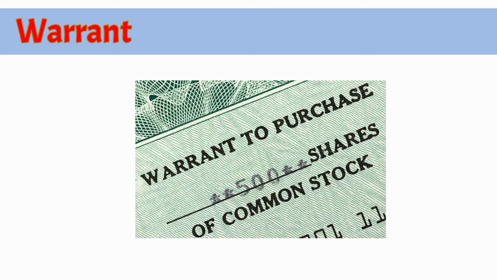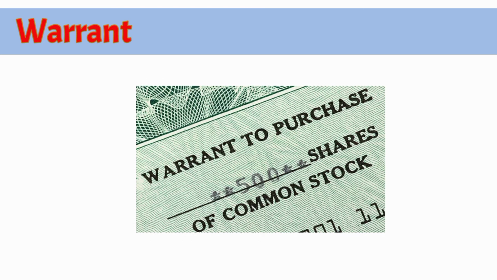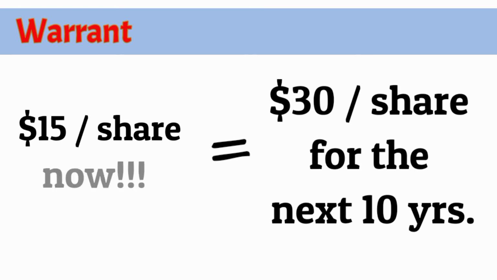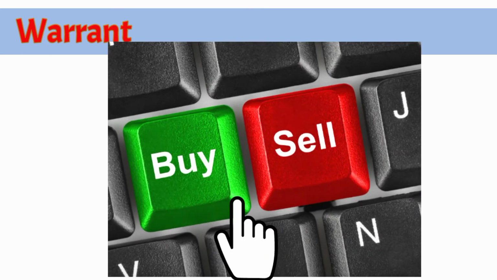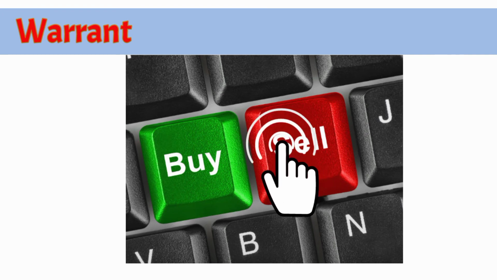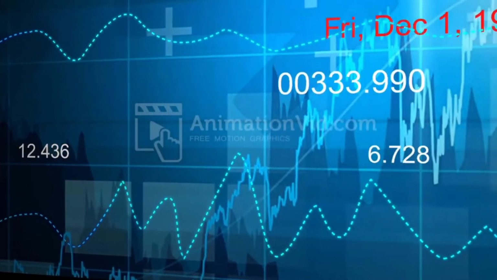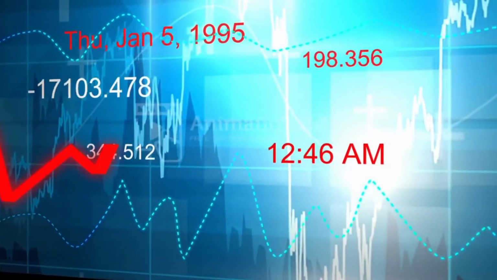When a warrant is issued, the exercise price is above the current market price. For example, a warrant on a stock currently trading at $15 per share might guarantee you the right to buy the stock at $30 per share within the next 10 years. If the price goes above $30, you can exercise your warrant to purchase the stock and either hold it in your portfolio or resell it at a profit. If the price of the stock falls over the life of the warrant, however, the warrant becomes worthless.